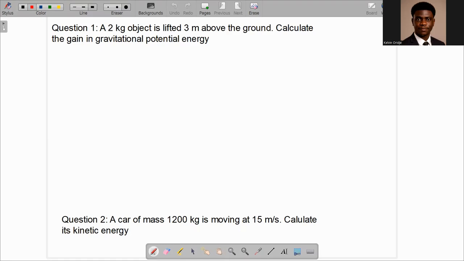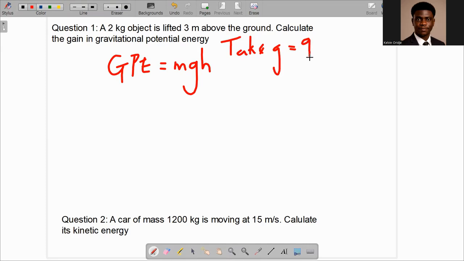So, for solving gravitational potential energy, let me say G, gravitational potential energy. The equation for it is the mass times the gravitational field strength times the height. So in questions like this, most times they ask you to take G to be equal to 9.8 meter per second squared. So just plug into this equation.